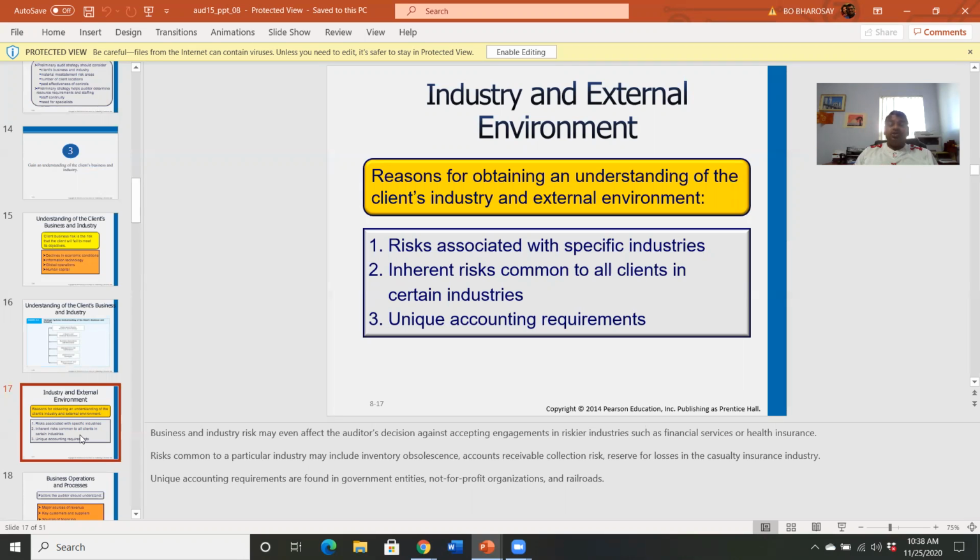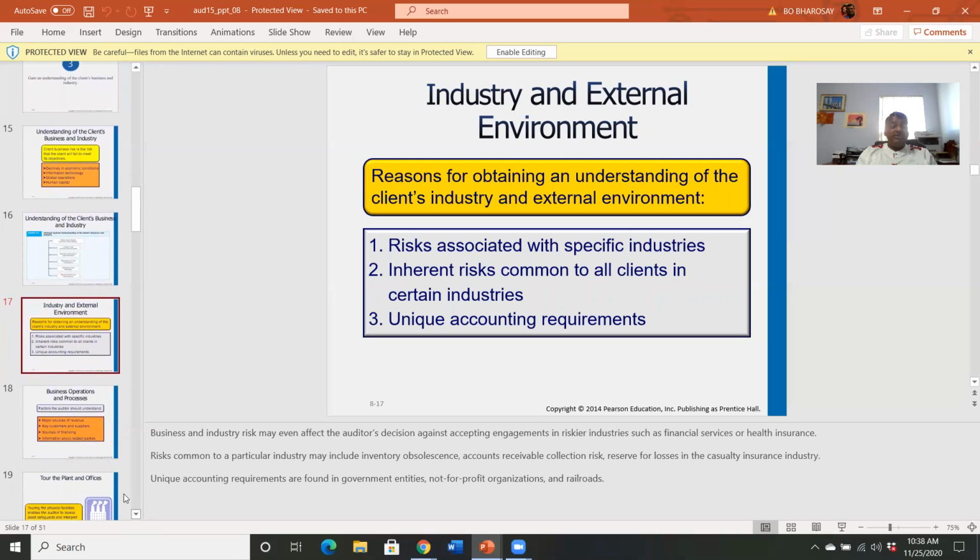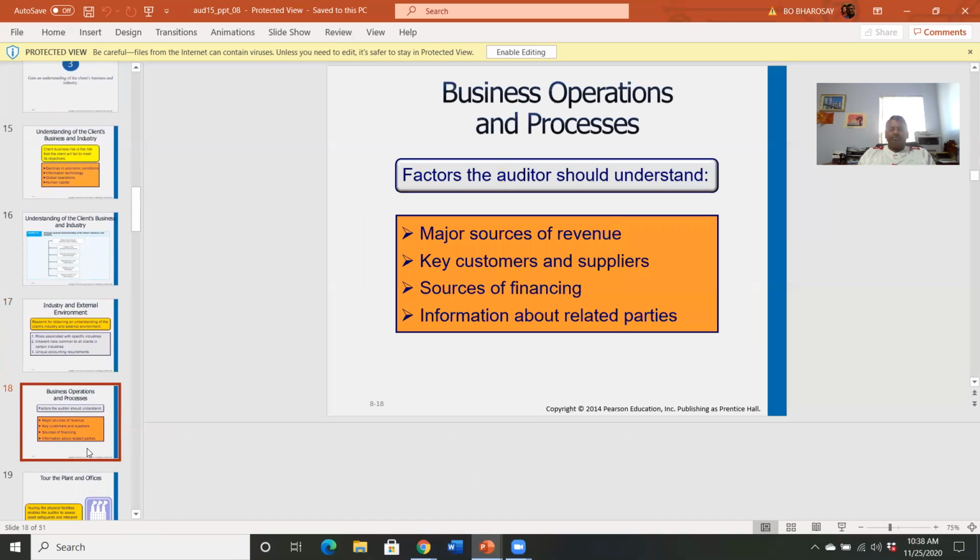Inherent risk common to all clients in a certain industry. So if you're in the retail business right now, you have that risk. If you're in brick and mortar, in a physical building where you're selling your stuff, for example, if you're in the garment business and you're selling in a small store on Jamaica Avenue, you have that risk that a lot of stuff is going to be bought online. Then there may be unique accounting requirements associated with your business. As an accountant, I need to know what the unique accounting requirements are and get familiar with them.